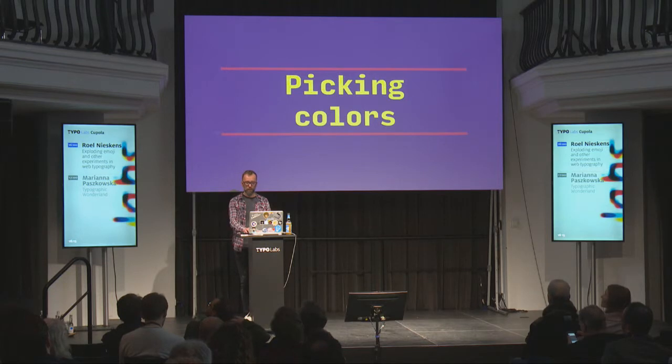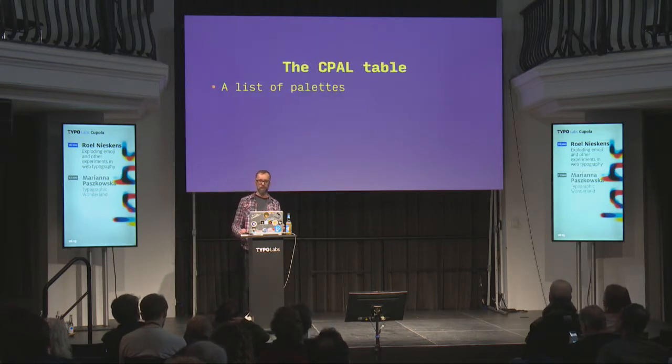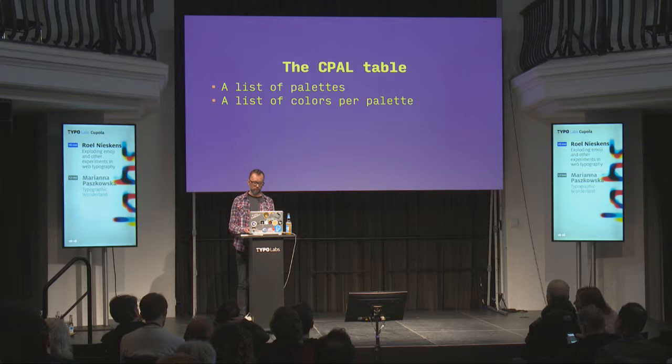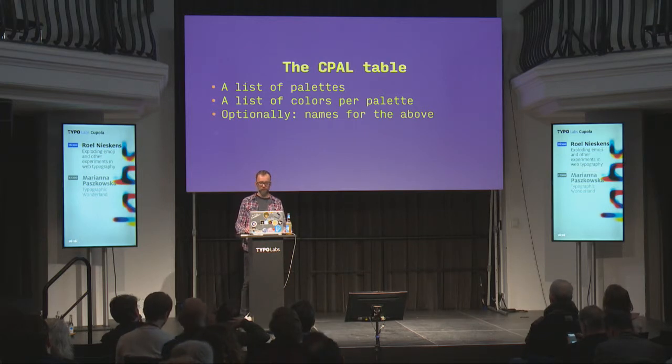And how do we do that? Well, we have the CPAL table. The CPAL table contains a list of palettes, and those each contain a list of colors that are available to you. It can optionally contain names for those palettes and for those colors, in case humans have to use that font and want to pick a color by name.